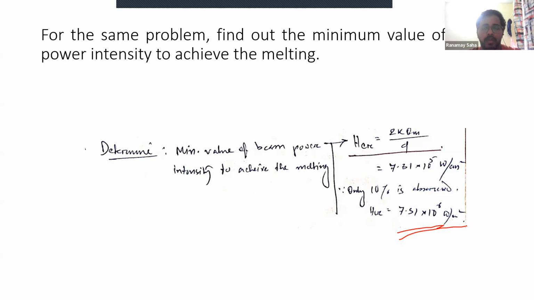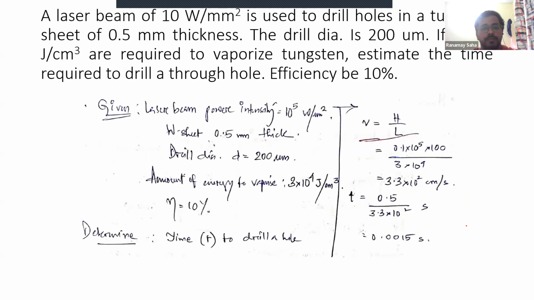Now, I hope solving and understanding this kind of problem covers most of the topics of your laser beam and electron beam machining processes. Given that, this is a simple last problem, after which we move to some concepts of additive manufacturing. Here you have to find the time to drill a hole, but you can see that it is a very high power intensity.